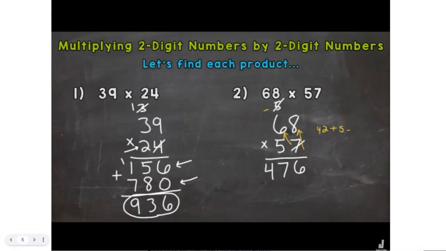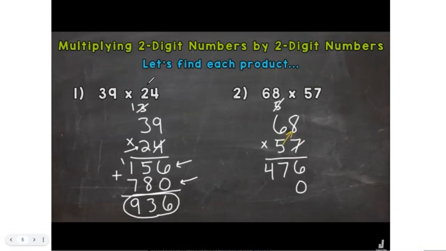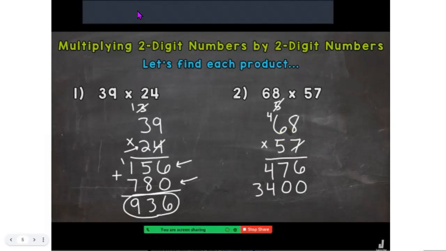Now that we're moving over to the 5 of 57, that 5 has a value of 50. So we need a 0 here before we can continue on. Now we do 5 times 8, which is 40. So we have a 0, carry the 4. 5 times 6 is 30, plus that 4 is 34. So I put my 4, and there are no more places to carry that 3 to. So we can drop it there.